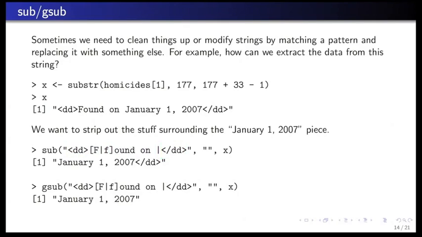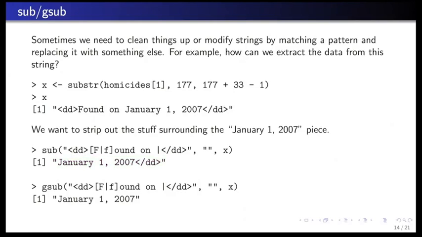Sub is going to try to match this pattern, and it's going to replace it with something that I specify here. In this case, I specify nothing. So I want to replace it with nothing. Basically, I just want to strip it out. You could replace it with any other string that you want, but here I just want a blank. And then I give it the character vector here. Now you'll notice that when I strip it out, I get this, which is close. It's not exactly what I want. I still have this closing DD tag here.